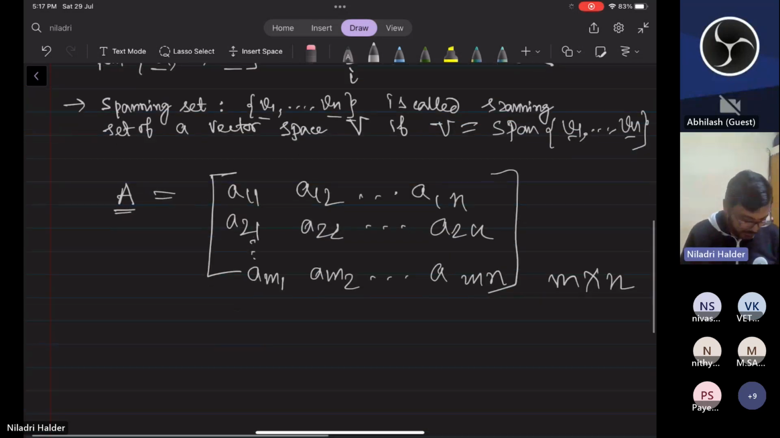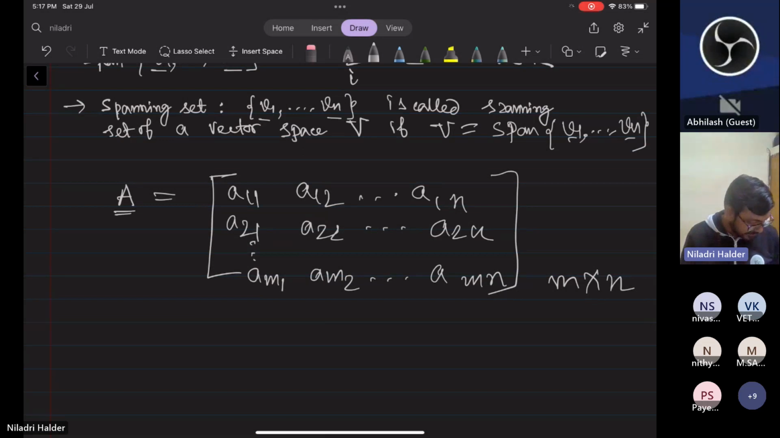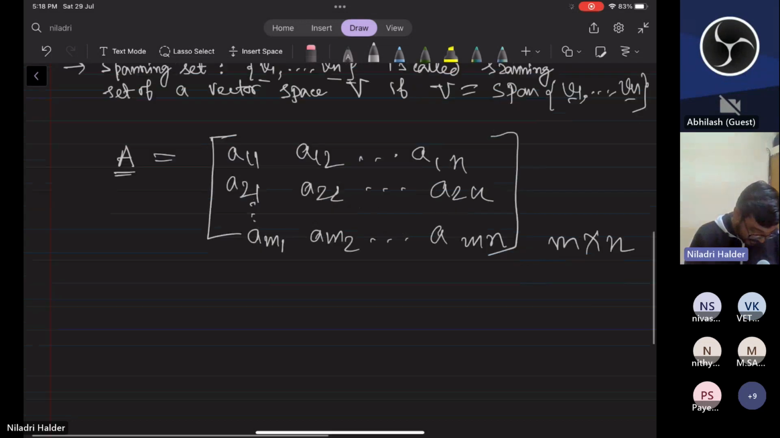So then I'm going for the next topic, that is the fundamental subspaces of a matrix. Suppose A is a matrix whose elements are A11, A12, dot dot A1n. So it's an m cross n matrix, and each element can be written as Aij, where i goes from 1 to m and j goes from 1 to n.